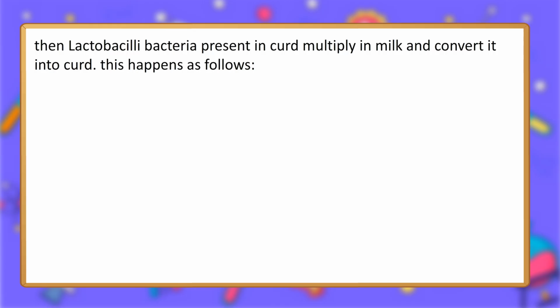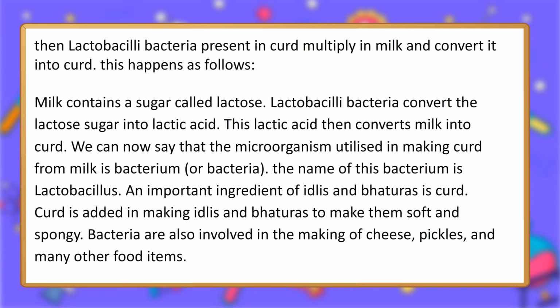This happens as follows. Milk contains a sugar called lactose. Lactobacilli bacteria convert the lactose sugar into lactic acid. This lactic acid then converts milk into curd. We can now say that the microorganism utilized in making curd from milk is bacterium, or bacteria. The name of this bacterium is Lactobacillus.